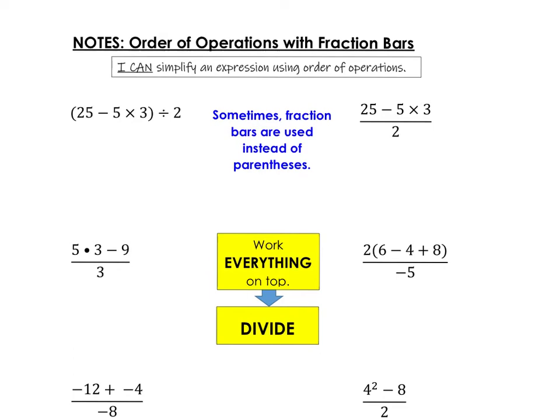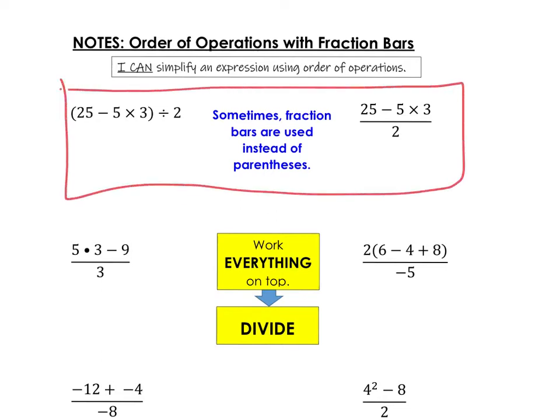All right, so today's notes are going to be over order of operations with fraction bars. Sometimes a fraction can be used instead of parentheses. So let's go ahead and look at these two problems up top. This is pretty much the same thing, except one has parentheses and one is written on top as a fraction.